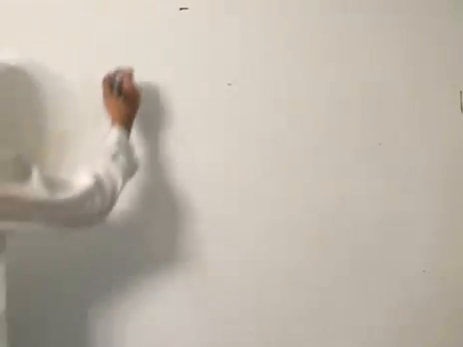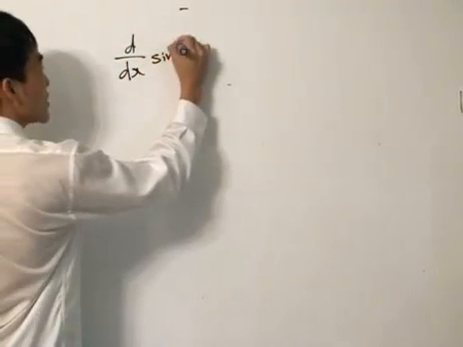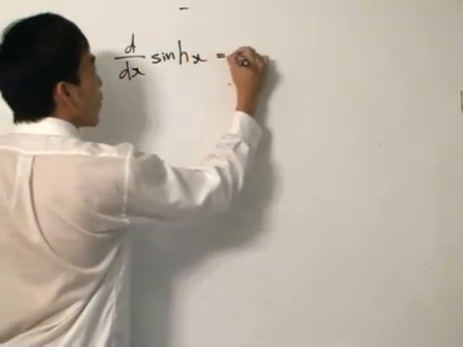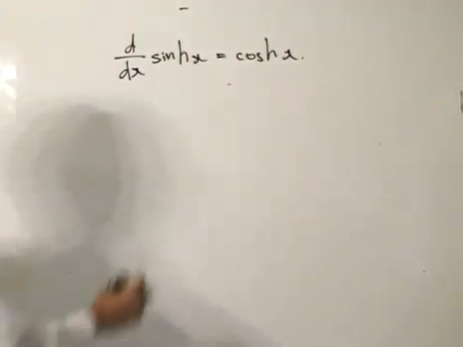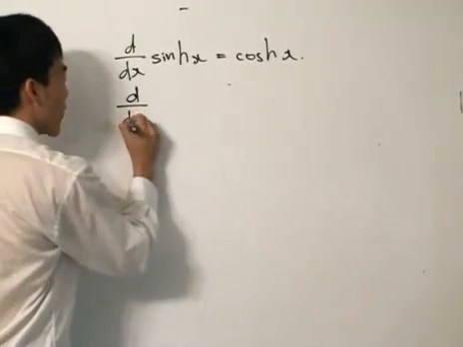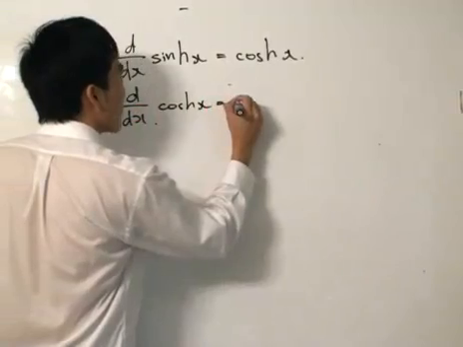So we just move swiftly along to the first derivative of sinh x. Let's just do sinh x first, okay? It will simply be cosh x. This is just a simple derivative. And then if we differentiate cosh x with respect to x, we will simply get back sinh x.